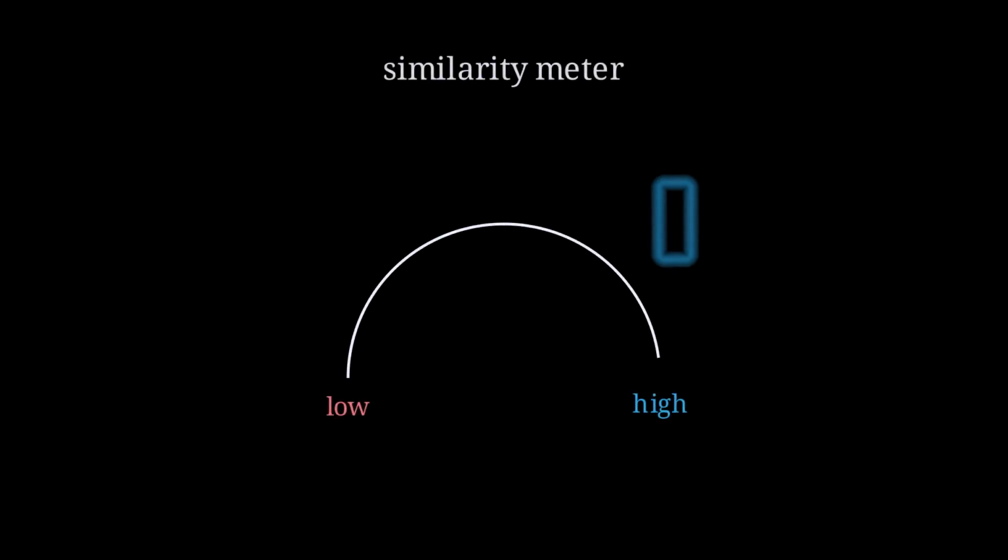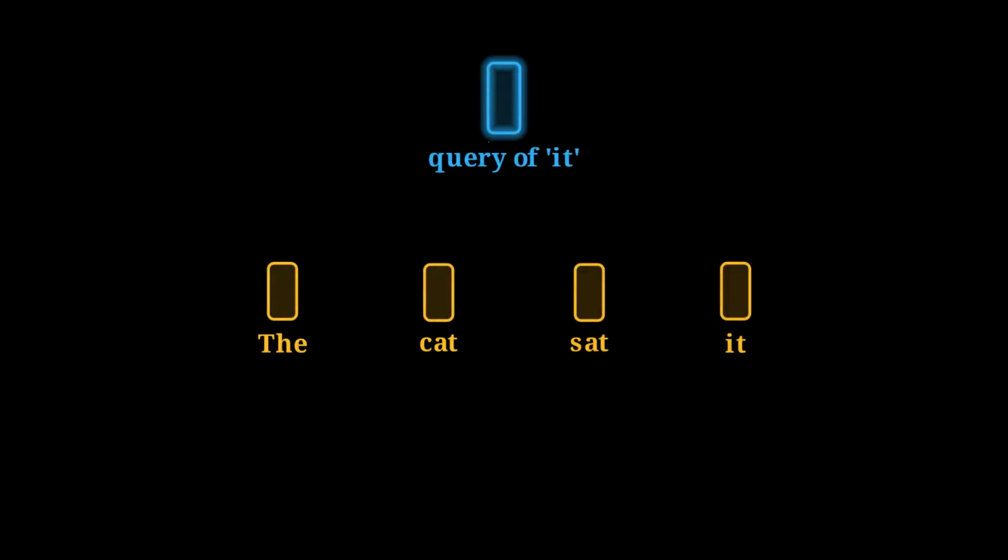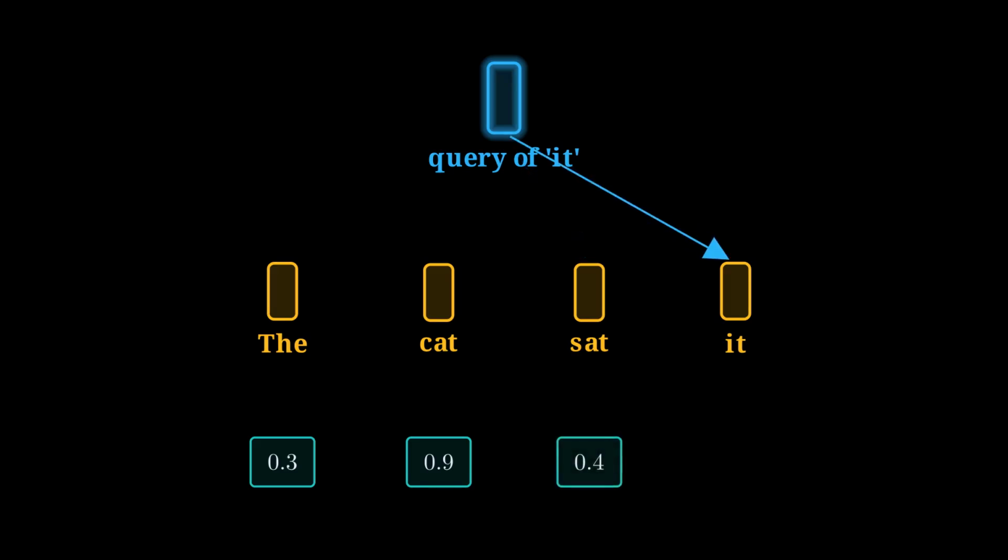A high score means this key is exactly the kind of thing my query was looking for. A low score means barely relevant. This single number is the raw ingredient of that arrow's thickness from the opening scene. Now we do this for every word. The query of it dot products against the key of the first word, then the second, then the third, all the way across the sentence. Each comparison spits out one number.